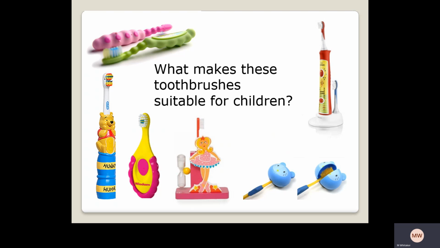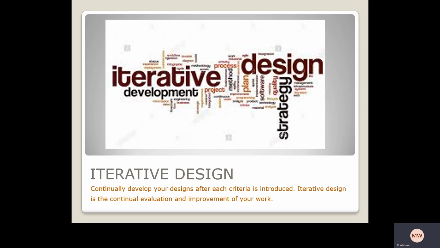We do want something different, but that's a good starting point to see what's on the market already. What we're trying to get you to do is to design in an iterative manner. Now that might be a new word for you, but you might have heard of something called iterations. When you produce iterations of something, it means you produce different variations and changes. So iterative design means continually designing and continually making changes as you go.